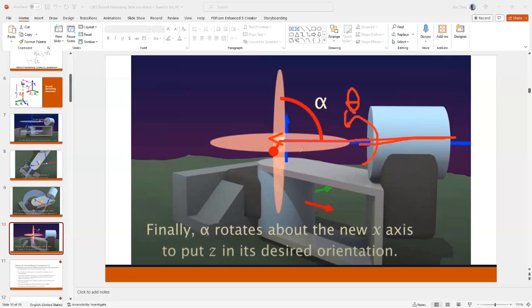My arm may have an angle with my rotator. That actual angle is called alpha. So alpha rotates about the new axis X and puts G in the desired orientation. Basically, some rotators do have an actual alpha angle.